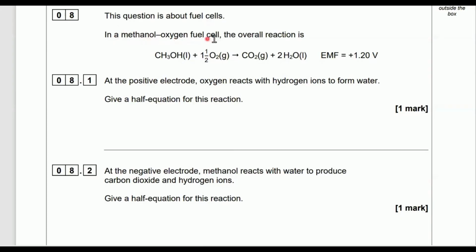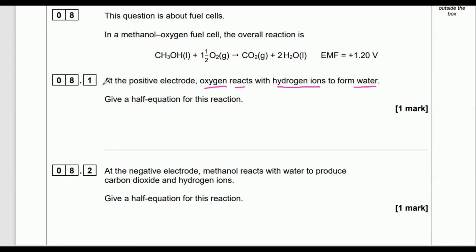In a methanol oxygen fuel cell, the overall reaction is methanol plus 1.5 oxygens goes to carbon dioxide and 2 moles of water. The EMF is plus 1.20 volts. 8.1. At the positive electrode, oxygen reacts with hydrogen ions to form water. Give a half equation. I always recommend you underline or highlight. These things are nice and easy. So we've been given the word oxygen. We've been told that hydrogen ions react and they make water. So just write that out as an equation.